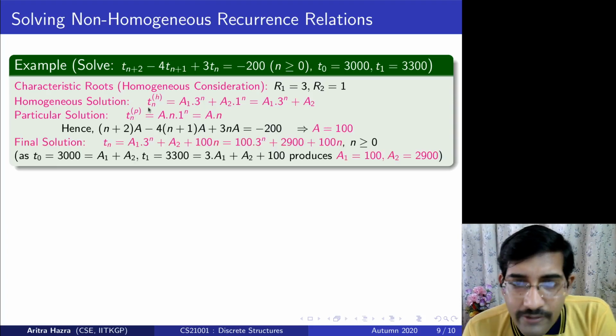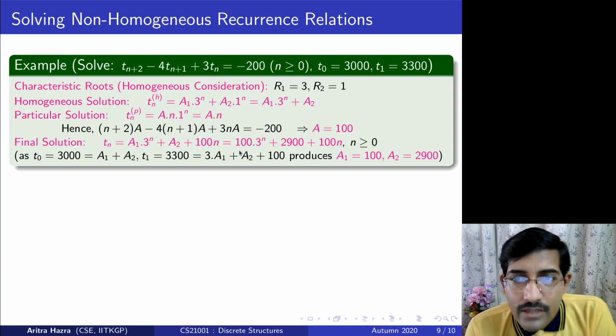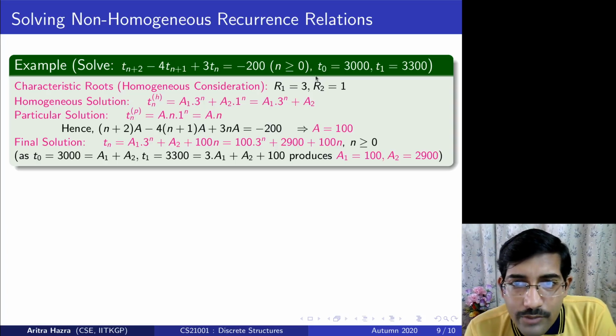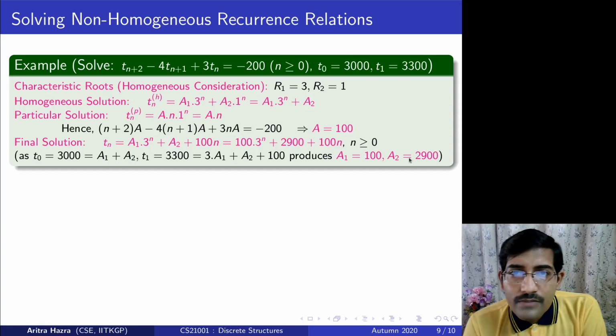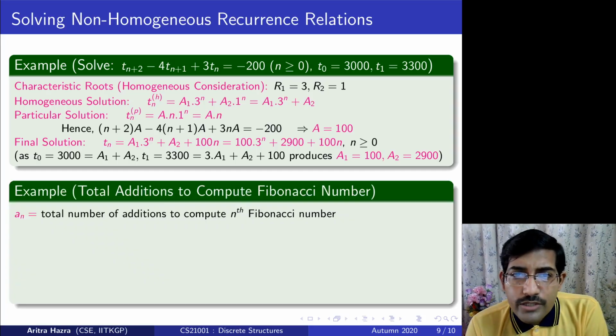So my final solution is a1 3 to the power n plus a2 1 to the power n plus 100n, which is equal to this one because I just put T0 and T1 to solve for A1 and A2. So this is your final answer. If you see the last line, it just solves for A1 and A2. Okay, so this is how we solve non-homogeneous equations, and here is a practical area where we get it.